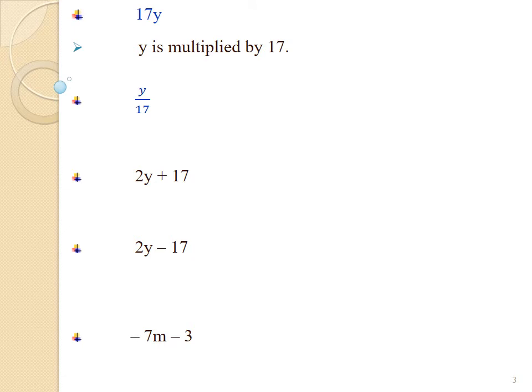Now, let us write statement for y by 17. Students, y upon 17 is in the form of fraction. Thus, in this expression, division sign is used, where y is divided by 17. So now, let us write statement for y upon 17 using the word divided. Thus, statement for y upon 17 is y is divided by 17. Students, write statement for 5z by yourself.